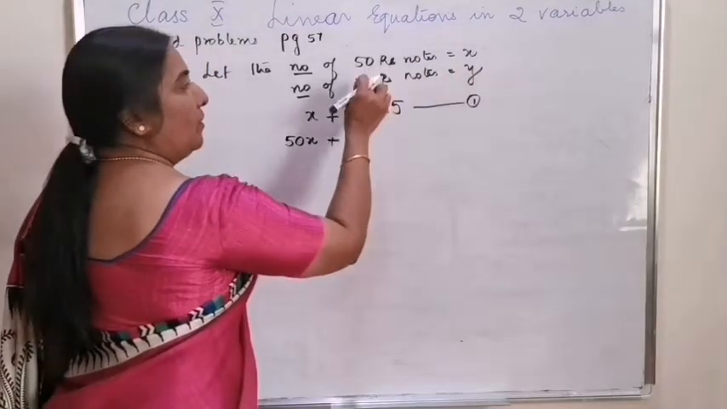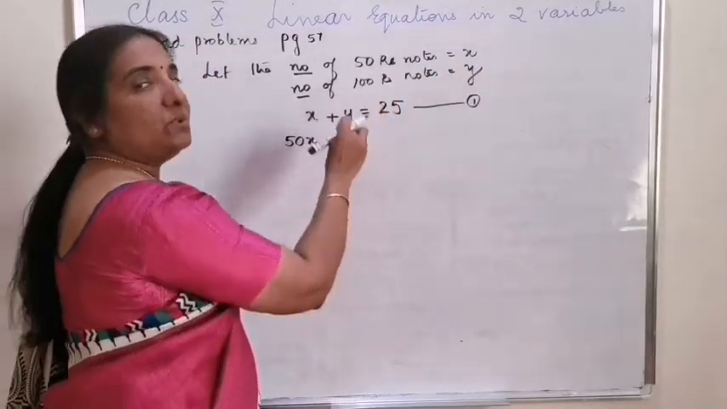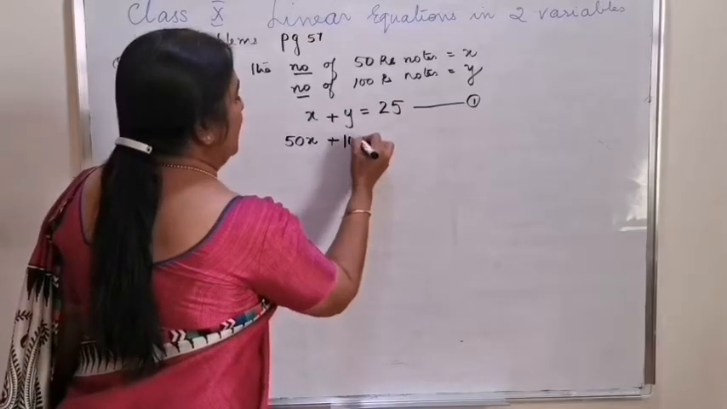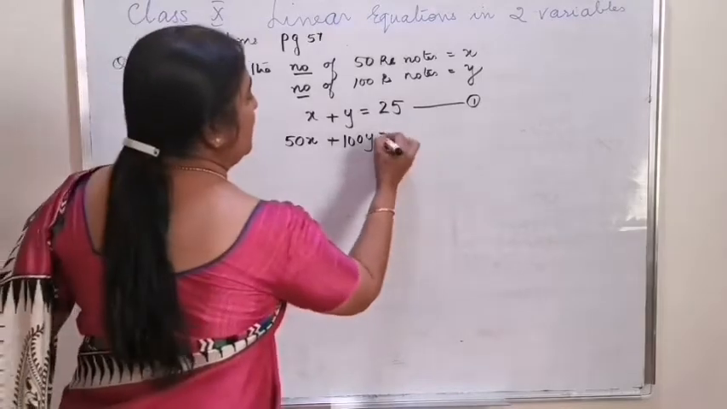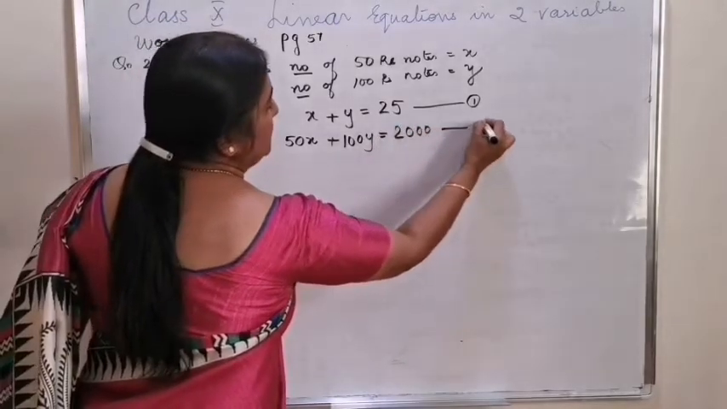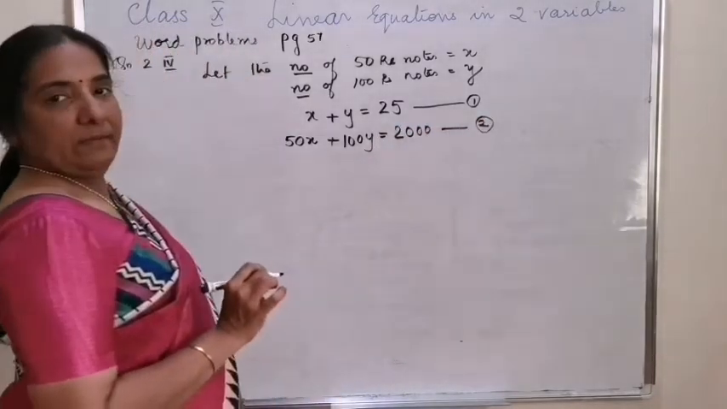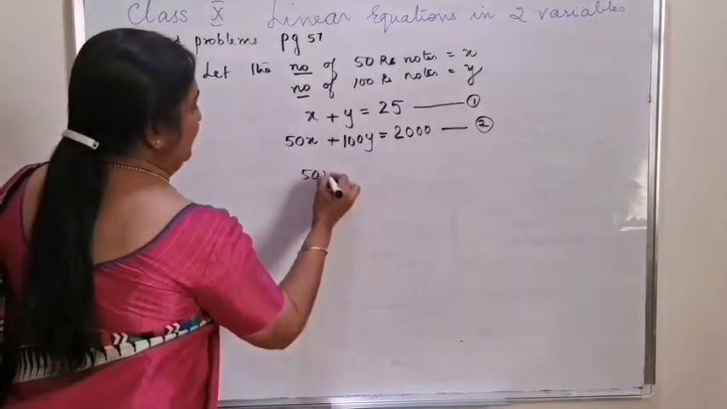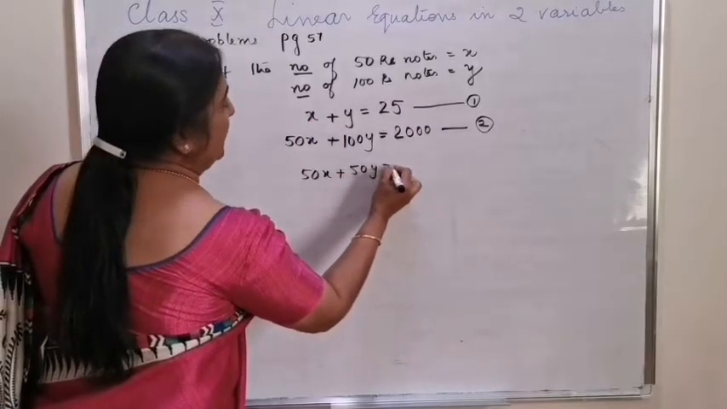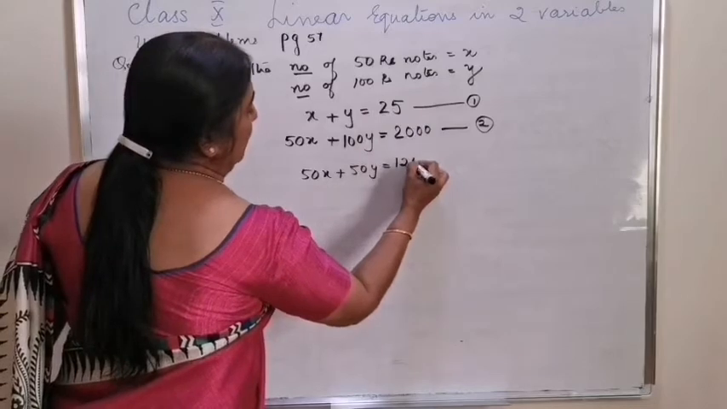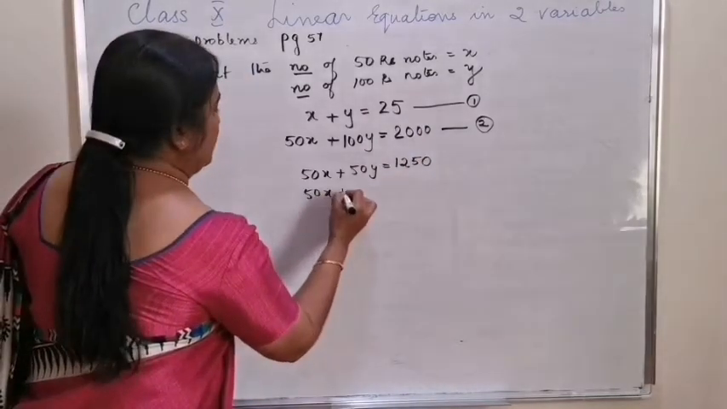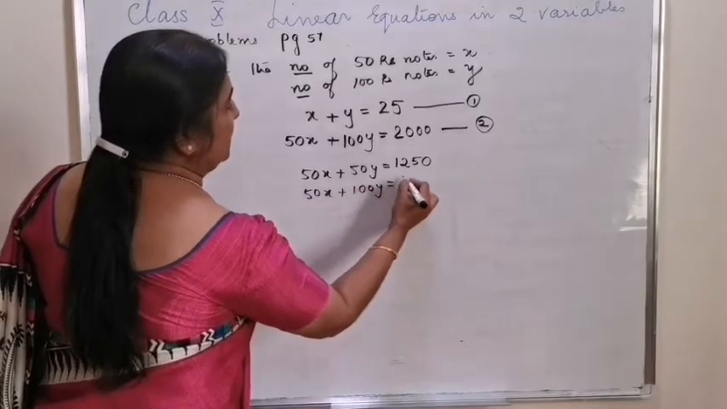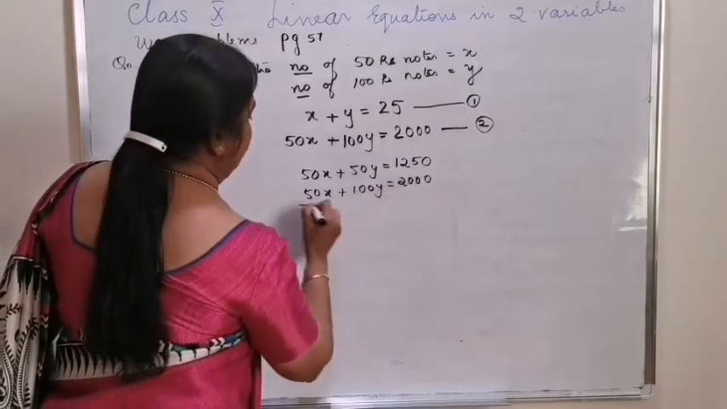Y number of 100 rupee notes worth 100y, and that will be the total amount of rupees 2000. Equating the coefficients, 50x plus 50y is equal to 1250. 50x plus 100y is equal to 2000.